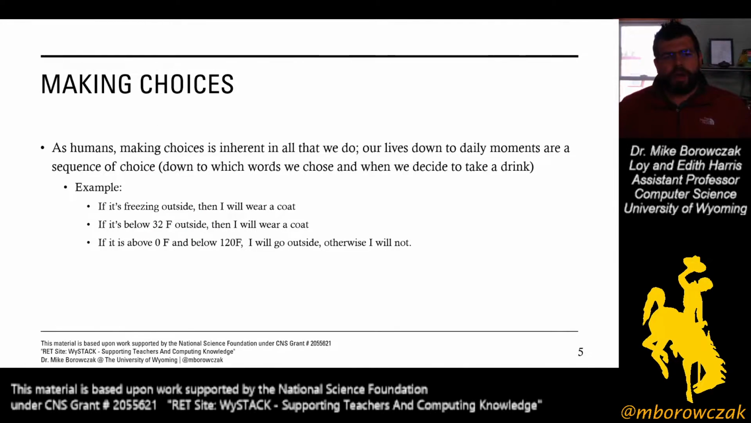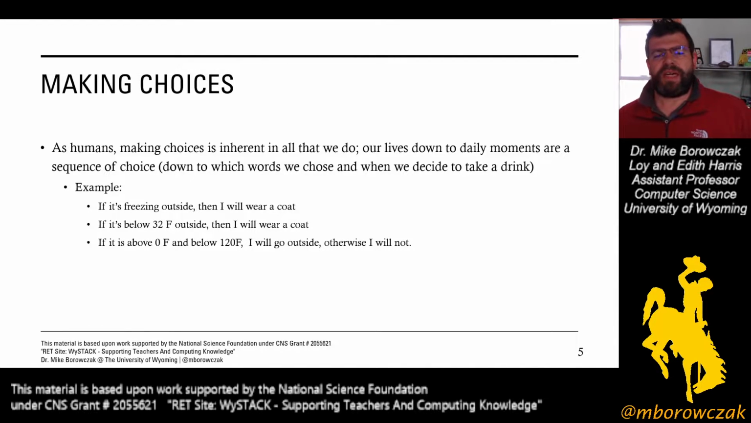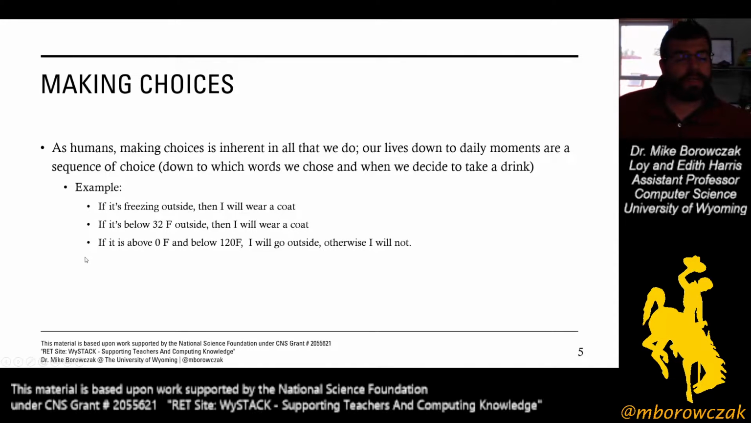So as humans, we make choices all the time, right? In our lives, we are making choices down to daily moments, the sequences in which we do things, the words I just chose, and even when we decide to take a drink of water. So other decisions though. How about, if it's freezing outside, then I'll wear a coat. Maybe something different. If it's below 32 degrees Fahrenheit outside, then I'll wear a coat. Or how about, if it's above 0 Fahrenheit and below 120 Fahrenheit, I will go outside. Otherwise, I will not. Okay, three different types of decisions using different types of information.